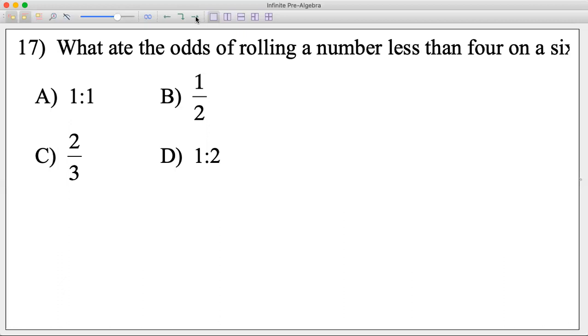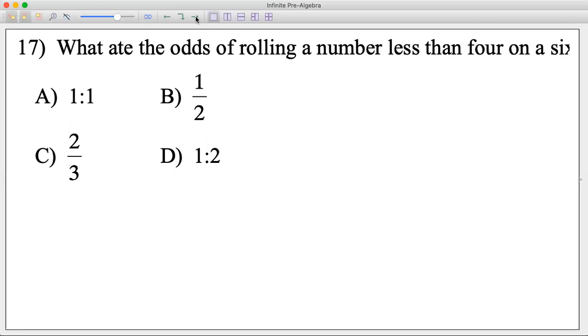How many ways to win this game? 3. How many numbers are less than 4? 3. How many numbers are not less than 4? 3. So it's 1 to 1.